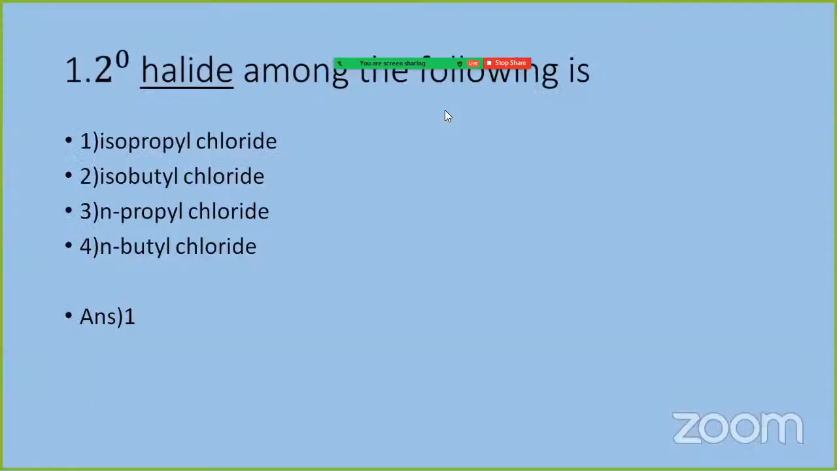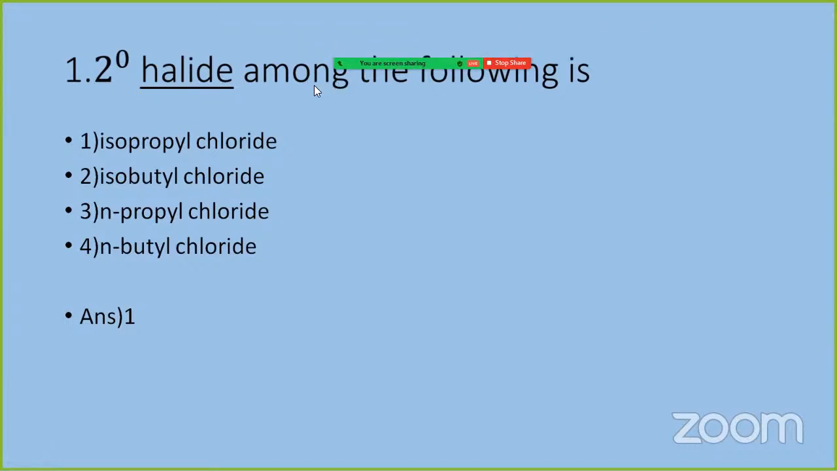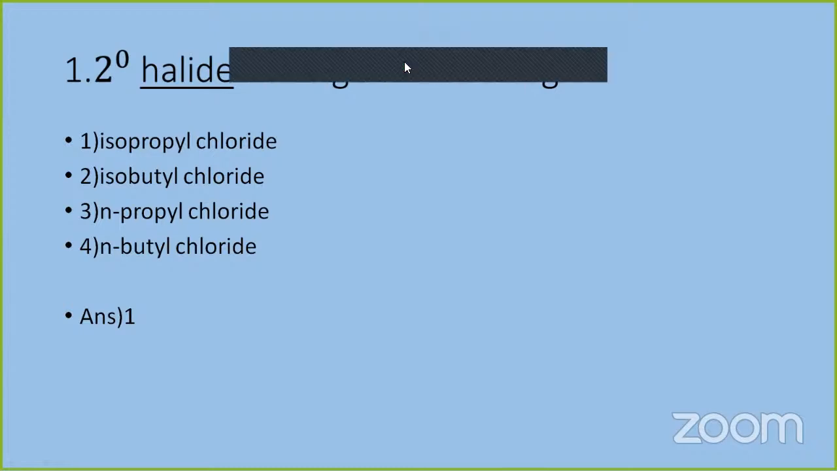The first question here, which is coming in the alkyl halides, is: the secondary alkyl halide among the following is. What is the secondary alkyl halide? Let us see here. Here we are having isopropyl chloride. Isopropyl chloride means how many carbons will we be having? Three carbons.